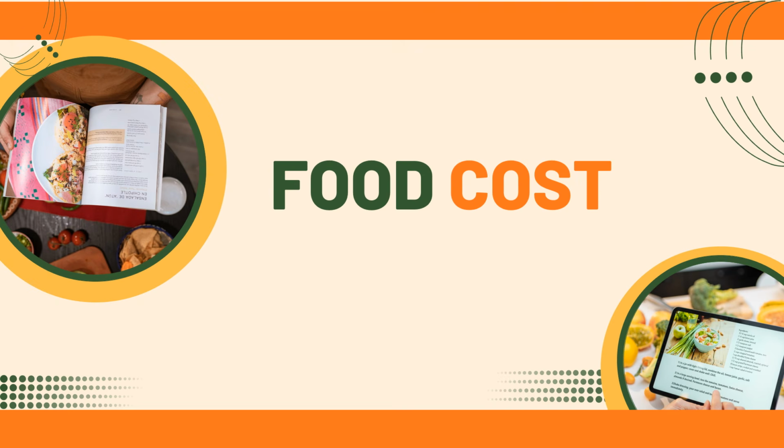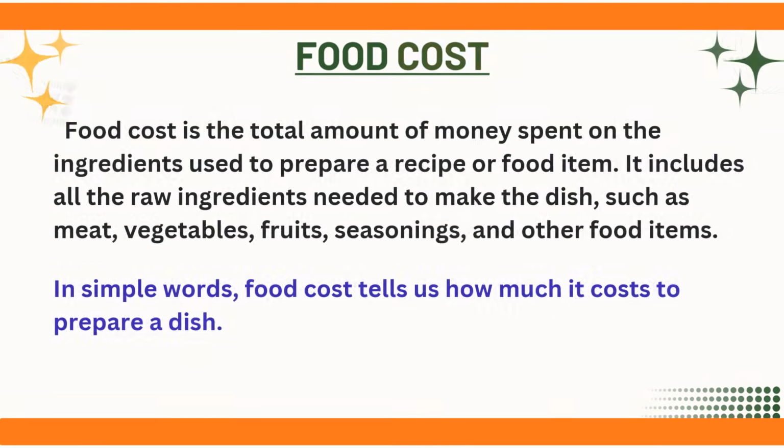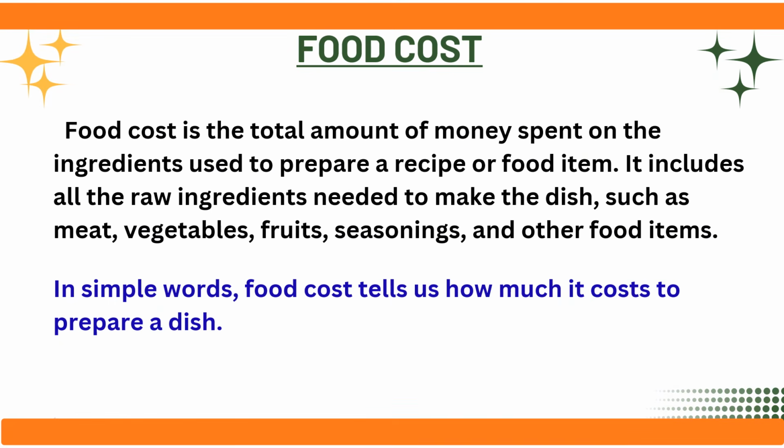Food cost. Food cost is the total amount of money spent on the ingredients used to prepare a recipe or food item. It includes all the raw ingredients needed to make the dish, such as meat, vegetables, fruits, seasonings, and other food items. In simple words, food cost tells us how much it costs to prepare a dish.